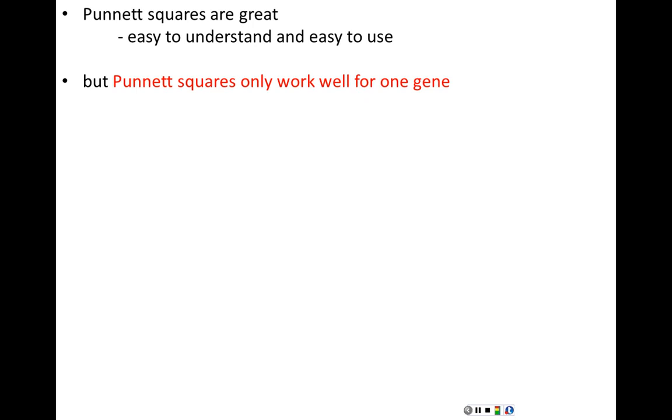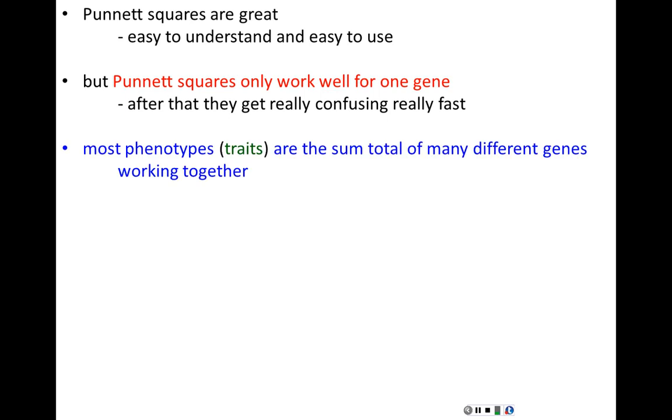But Punnett squares really are only awesome for single-gene monohybrid crosses. After that, even at the dihybrid level, Punnett squares get really confusing really fast. And so I don't even want to go down that road. Most phenotypes, most traits, most things that organisms look like or have are actually the result of many different genes working together to cause that trait. And we're going to touch on this at the very, very end of our semester when we talk about a field of genetics called quantitative genetics. But just suffice it to say now, most traits are the result of many genes.